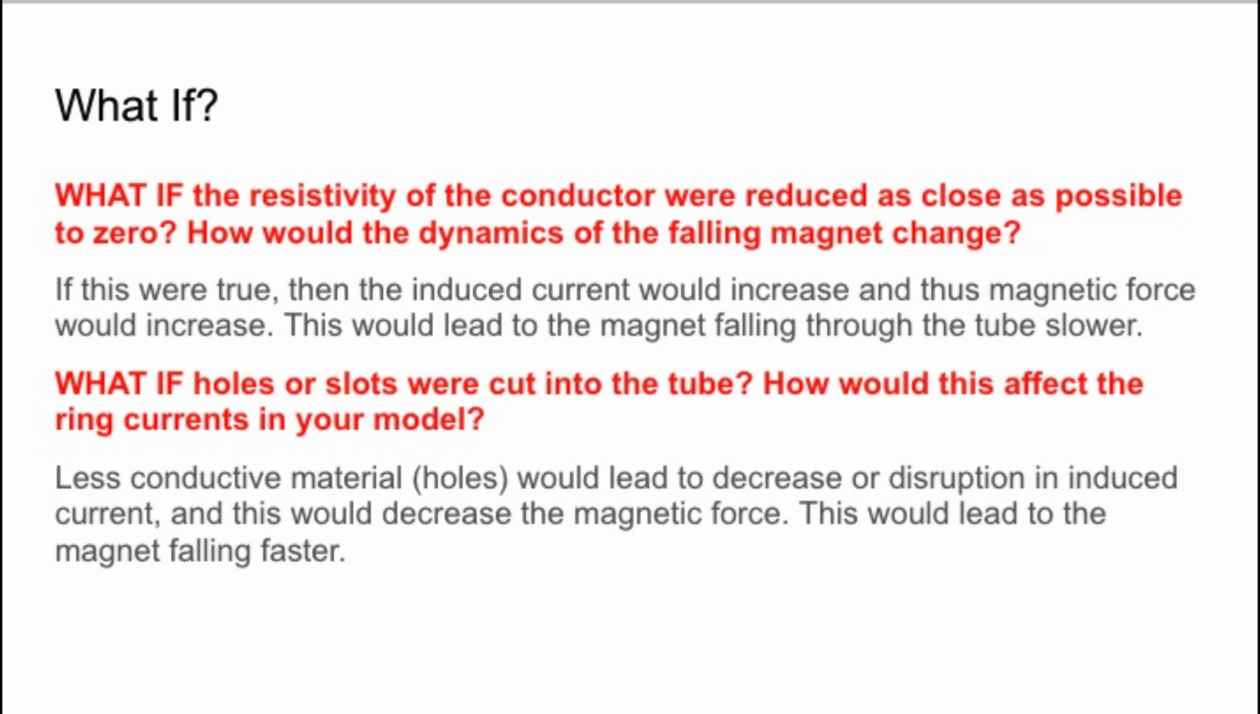What if holes or slots were cut into the tube? How would this affect the ring currents in your model? Well, there would be less conductive material, which would lead to a decrease or disruption in the induced current, and this would decrease the magnetic force. This would lead to the magnet falling much faster.